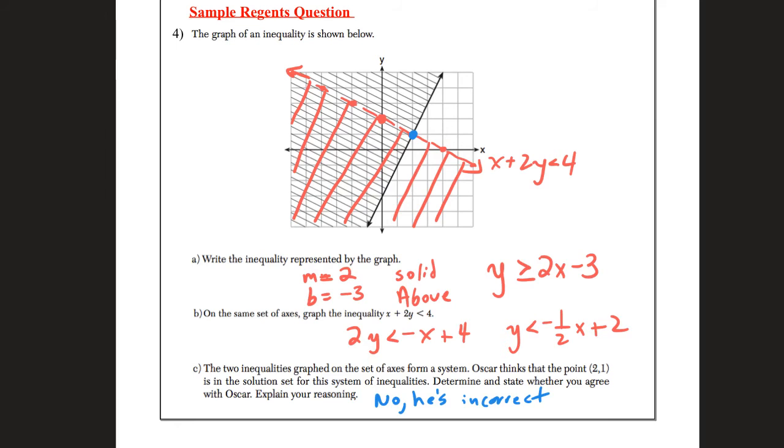However, the one we graphed is dotted. So he's incorrect. It's not in the solution set. It's not going to satisfy. I'm running out of room to write, so just listen to what I'm saying. It's not going to satisfy that. If you plug (2, -1) into x plus 2y is less than 4, it doesn't work. So it only satisfies one of the inequalities, not both. So it's therefore not a solution to the system.